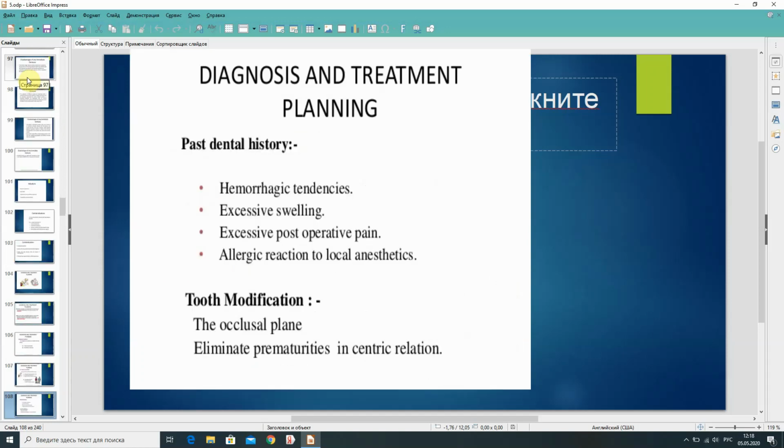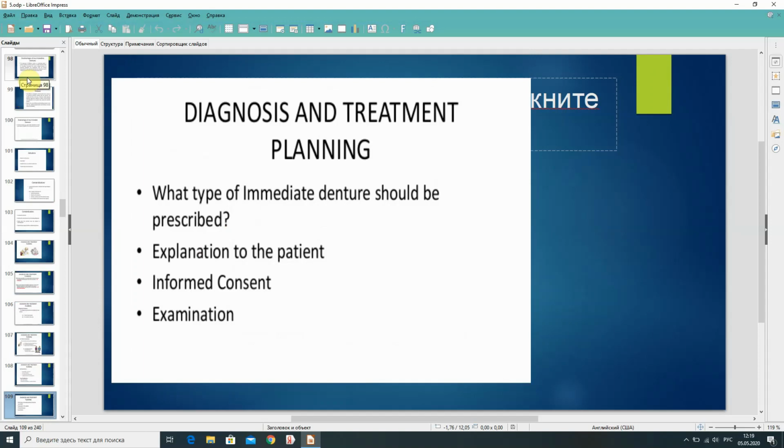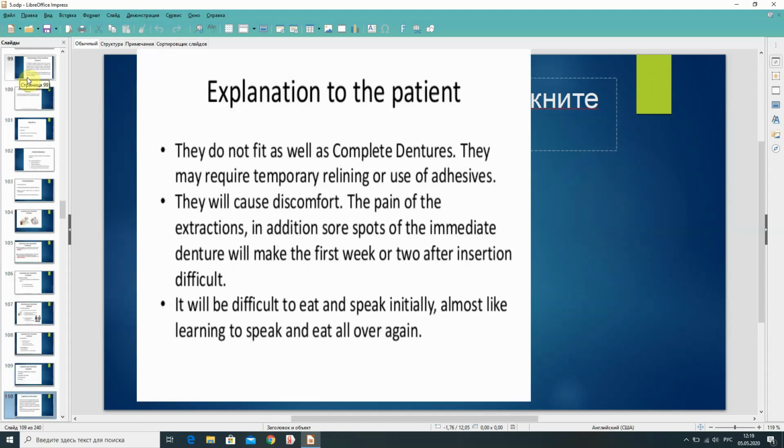Diagnosis and treatment planning. Past dental history: hemorrhagic tendencies, excessive swelling, excessive post-operative pain, allergic reaction to local anesthetics. Tooth modification: the occlusal plane, eliminate prematurities in centric relation. What type of immediate denture should be prescribed? Explanation to the patient, informed consent, examination.